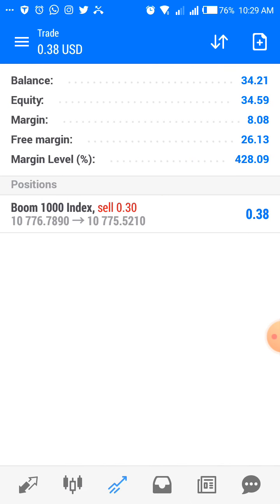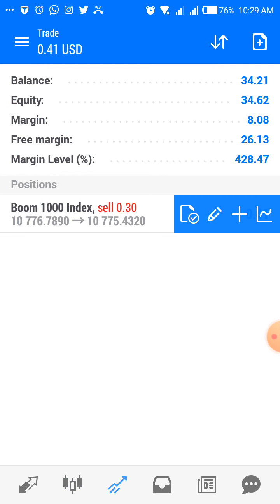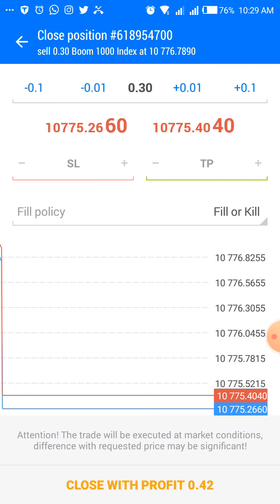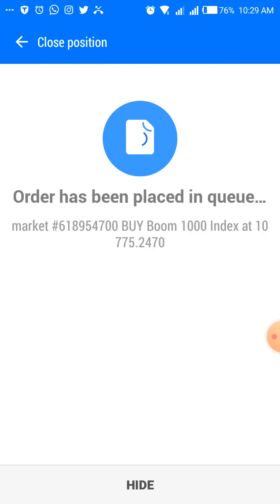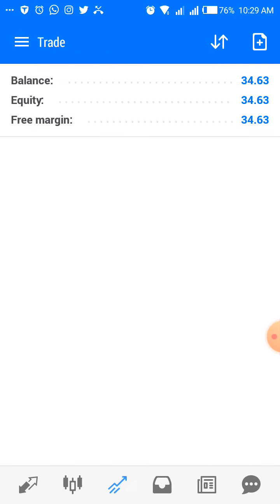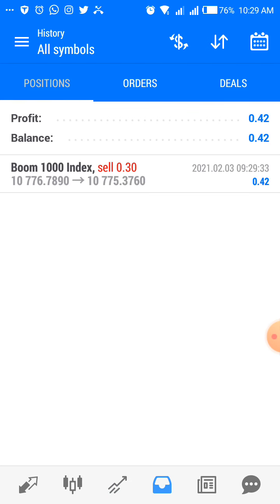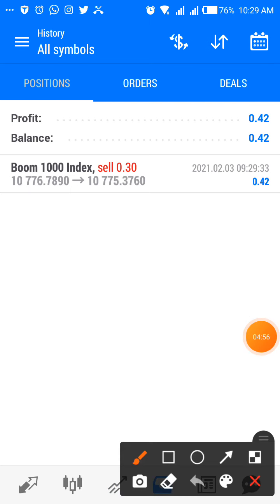So we see in the trade that is going on, we've made 40 cents. We can close our trade like this. To close your trade, you swipe it towards the left, and you press this envelope, and you see close with profit like this. So for this transaction we've made 42 cents in almost, it's not even up to 2 minutes. Just for this transaction we have made 42 cents. Let me be showing you. This is 42 cents we've made just now.